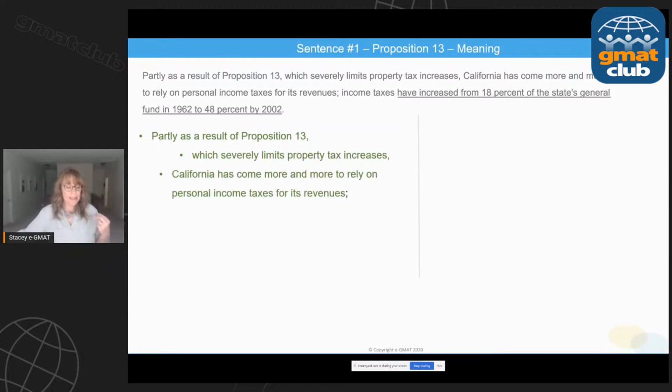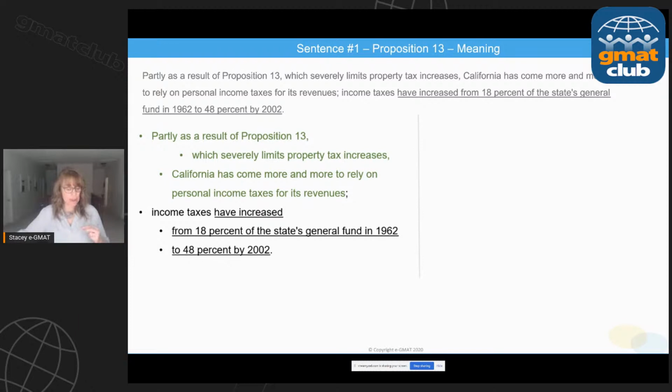California has come more and more to rely on personal income taxes for its revenue. Income taxes have increased from 18% of the state's general fund in 1962 to 48% by 2002. Okay, so I know that I have a kind of raising of taxes. So anytime I get a sentence that gives me data and I have one point to another, I always like to sketch myself out on a quick note, like a little graph or something to help me really understand what's being communicated and understand how this data is working. So I know I have an increasing reliance on income taxes for revenues.